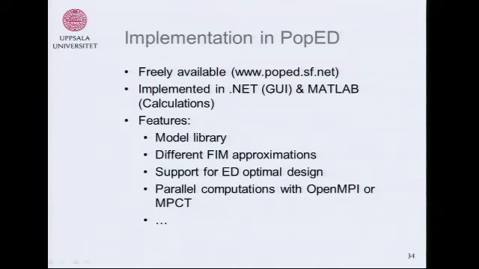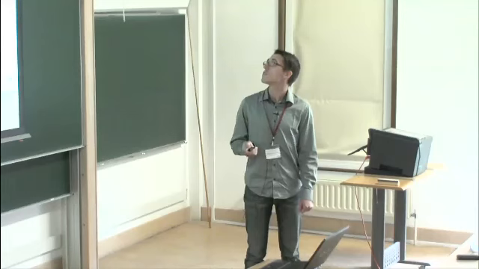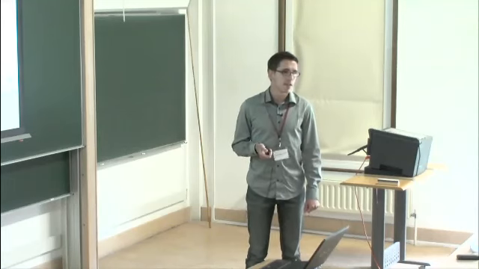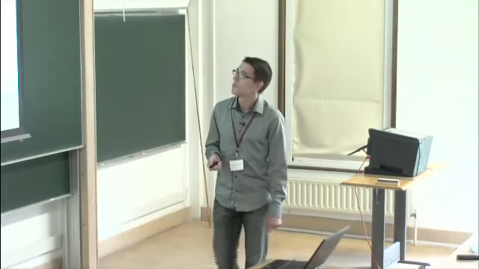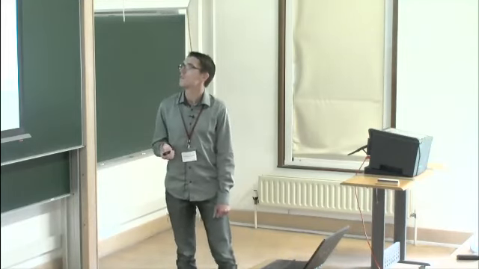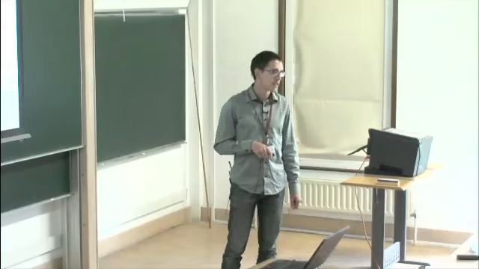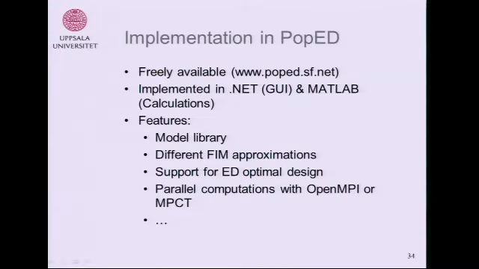So after we solve those theoretical issues, we can implement that, and we implemented that in our optimal design software PopED, which is freely available, and implemented in .NET. So there's a graphical user interface, which makes it easy to use, and the calculations are handled in MATLAB. It has a long list of features. Some of them are a model library. We have a lot of different FIM approximations. It supports ED optimal design, and new since this year we can also do parallel computations with either OpenMPI or the MATLAB parallel computation toolkit.